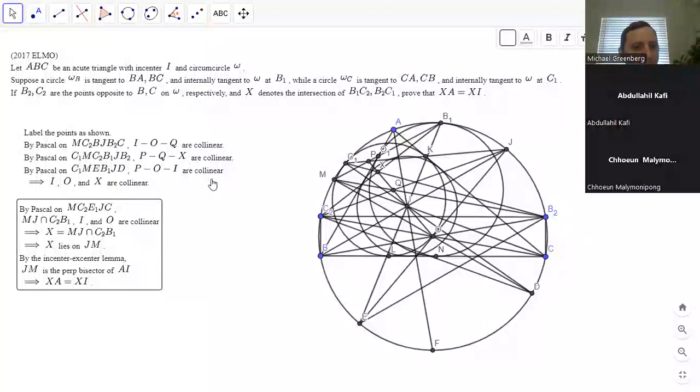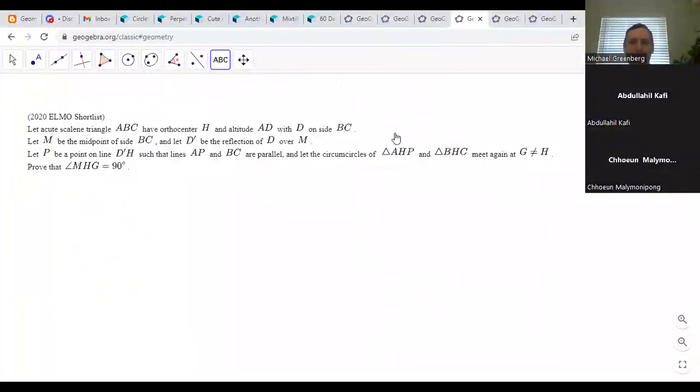And then we do this. Isn't that fun? You like that solution? All right, let's move on to the next problem. Yeah, it's fun.